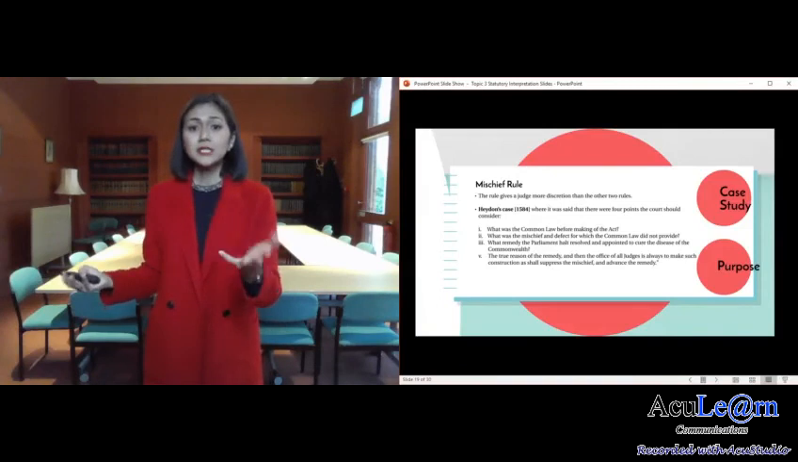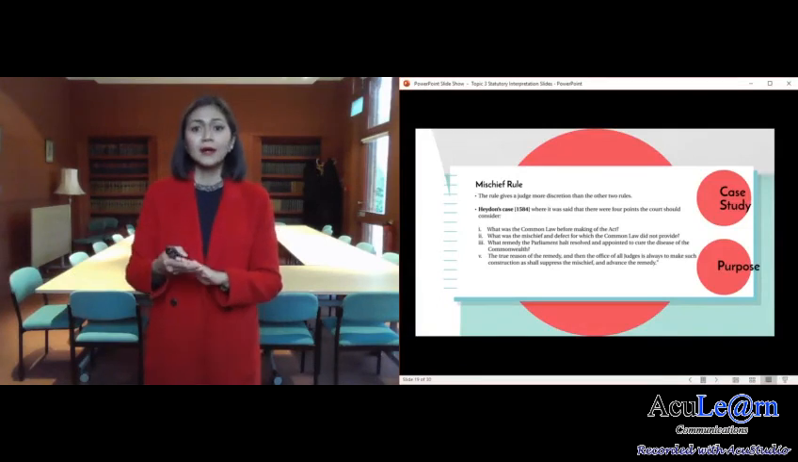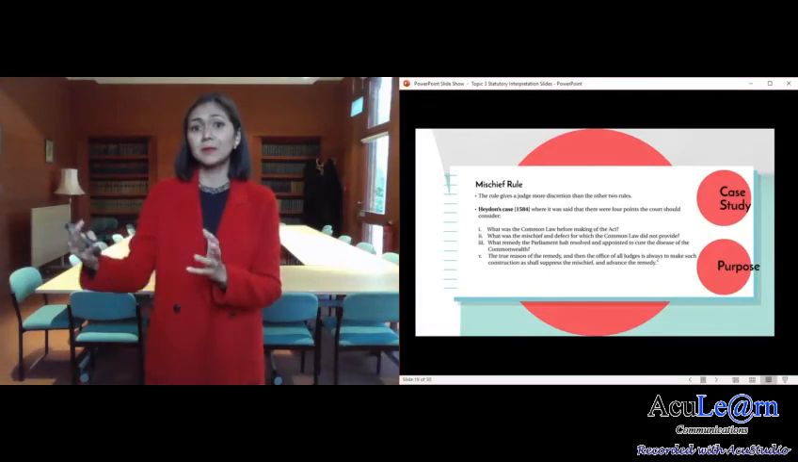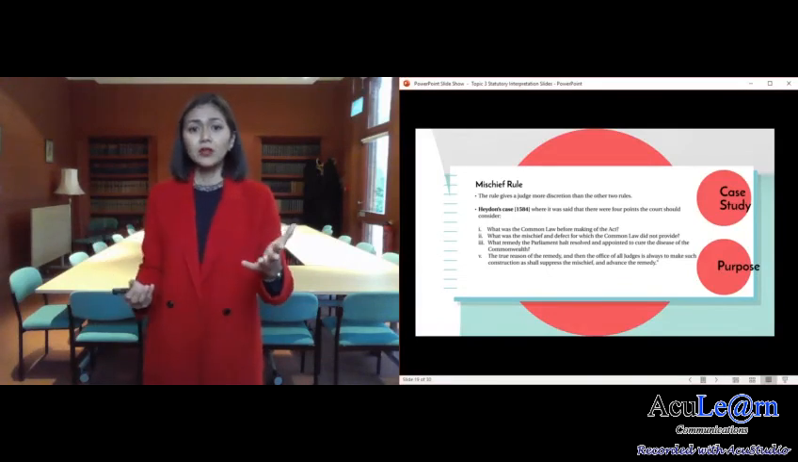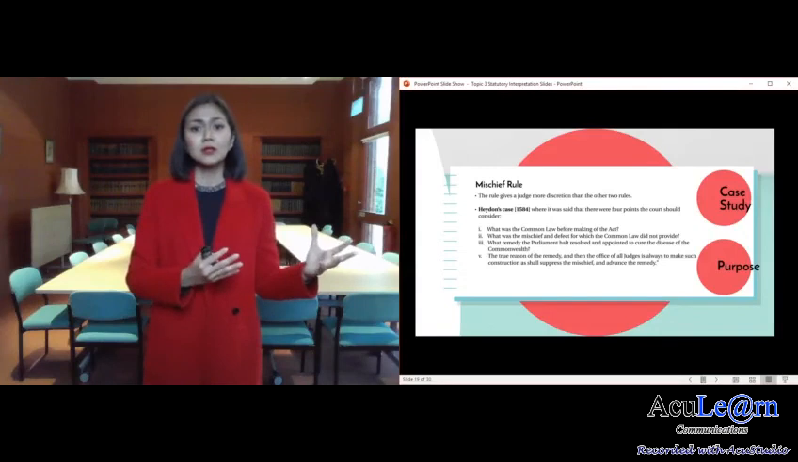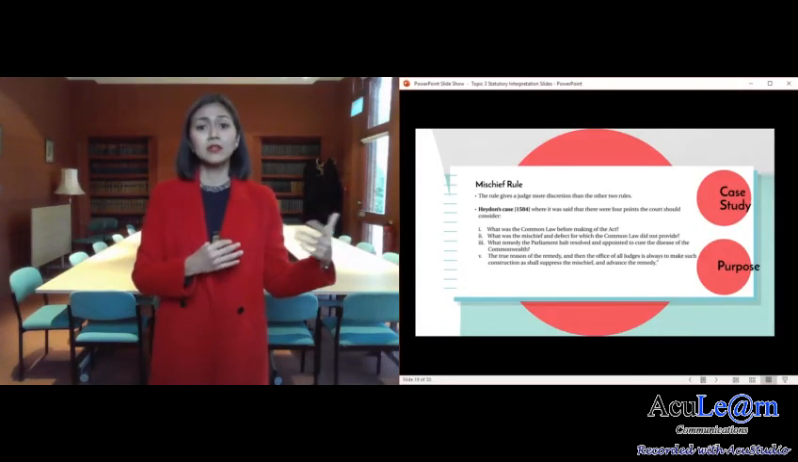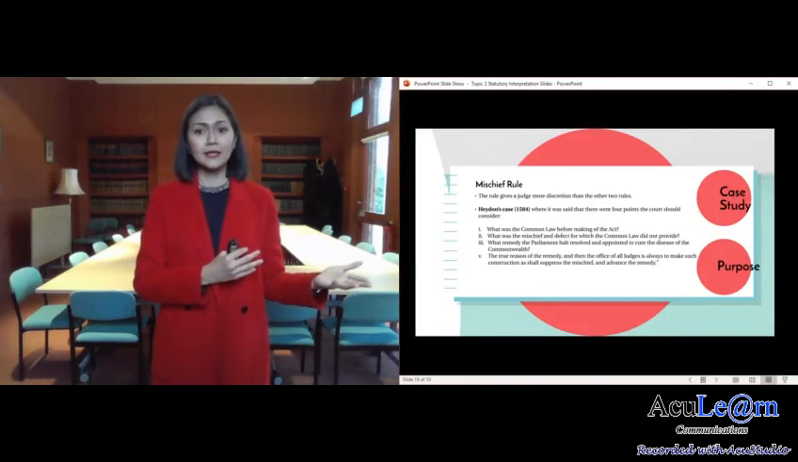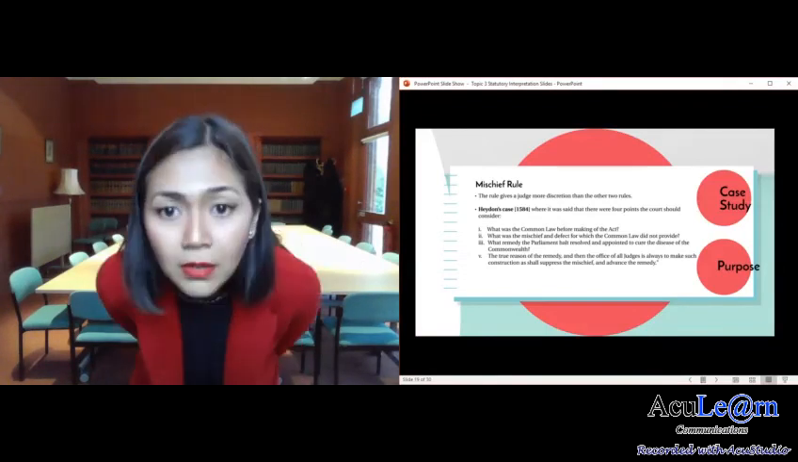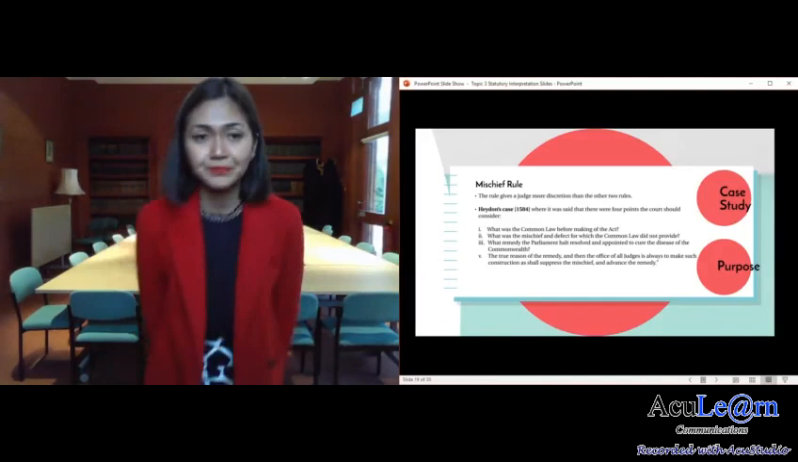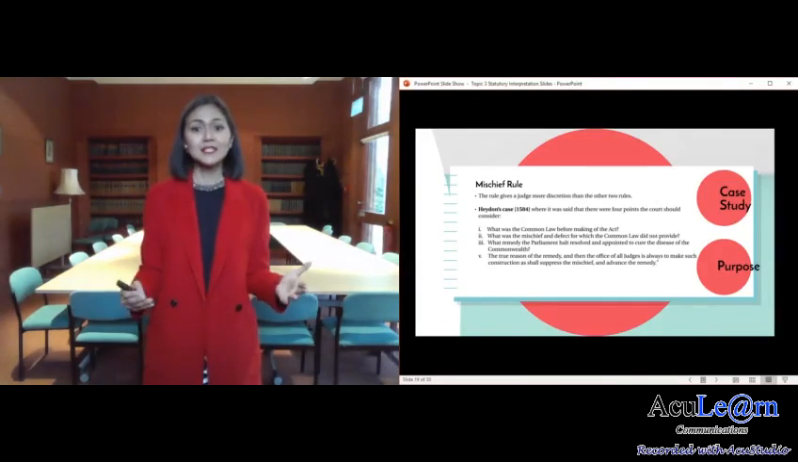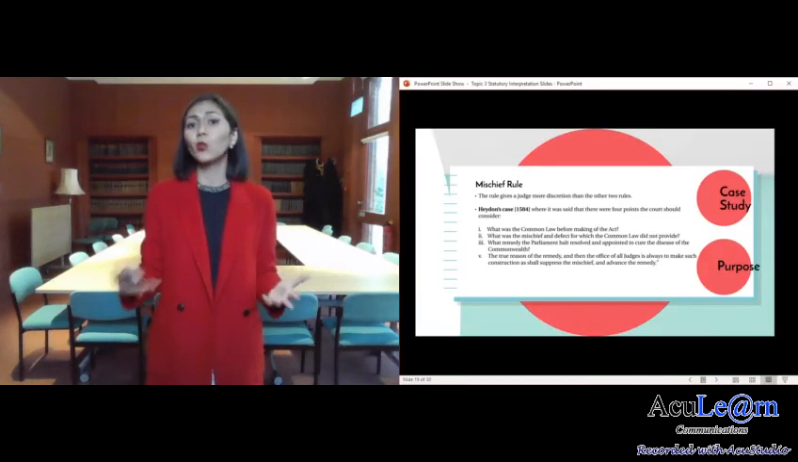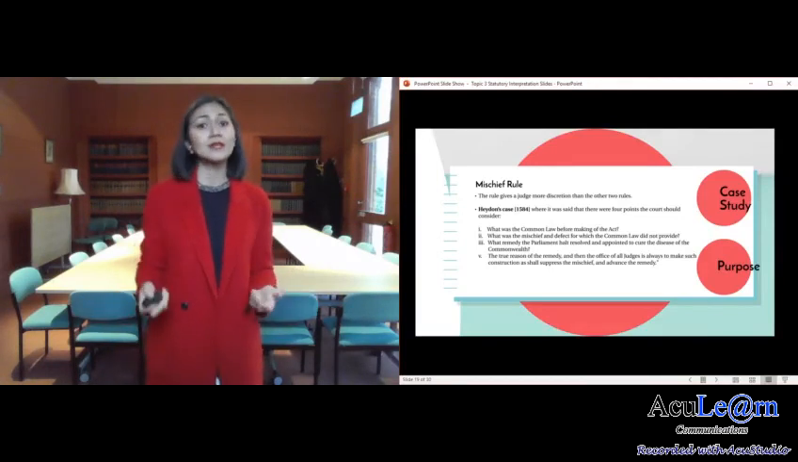The third is what remedy Parliament provided in developing this act. And fourthly, what is the means of the remedy and the application of the act itself. And lastly, what is the true reason for the enactment of the act, in order to provide what type of remedy. So that's where the mischief rule comes in.